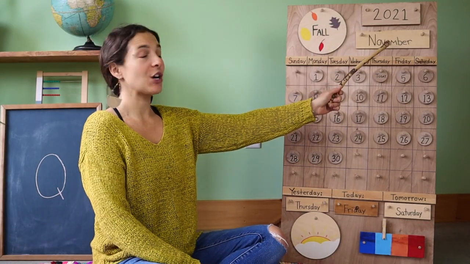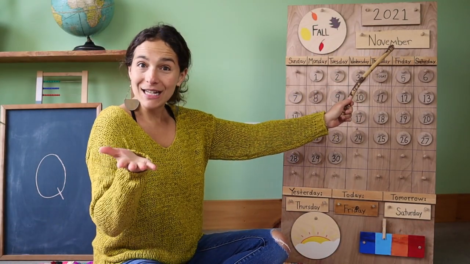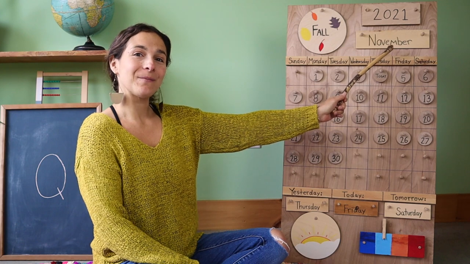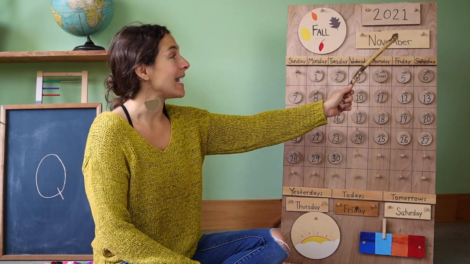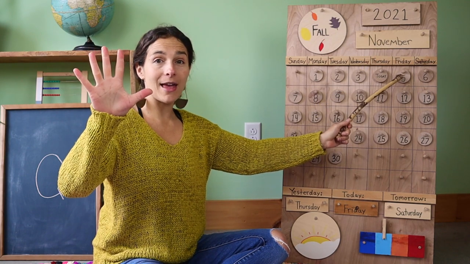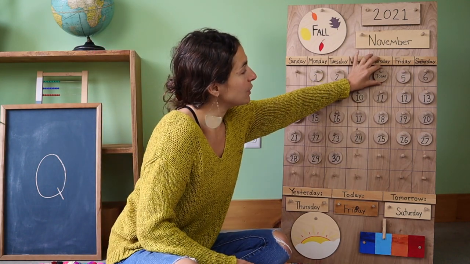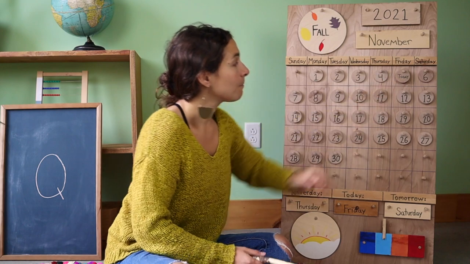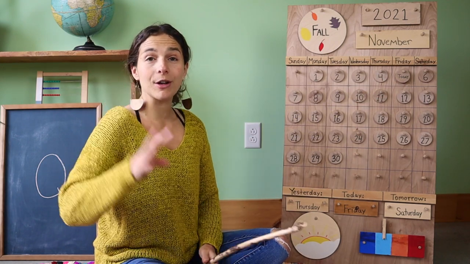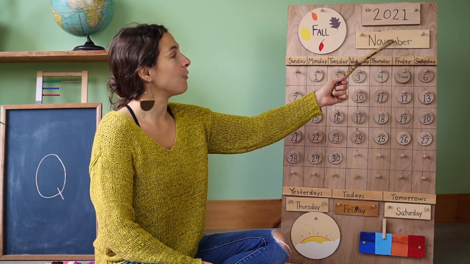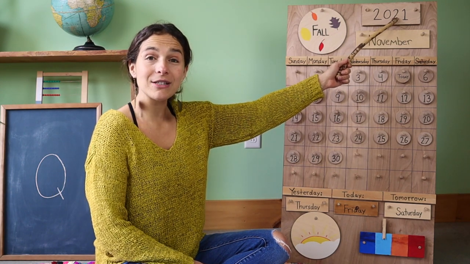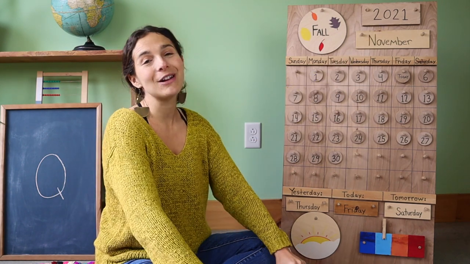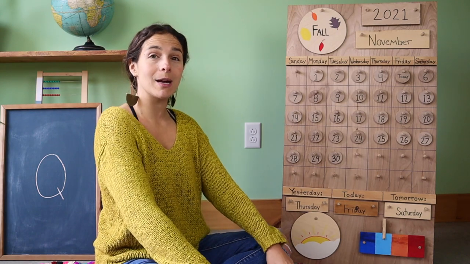Up at the top of the chart, we have the month. Do you remember what month it is? November. Today is November 5th. So let's move the chip over from yesterday. Yesterday was November 4th, and today is November 5th, and the year is 2021, but you can also say twenty twenty-one.